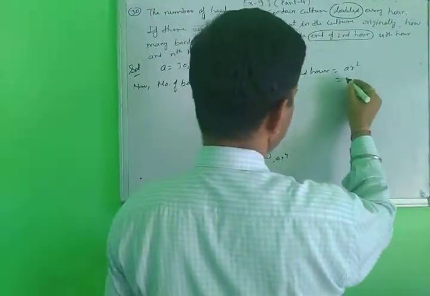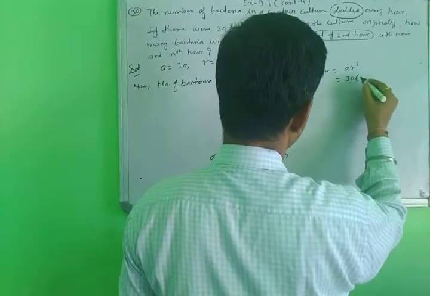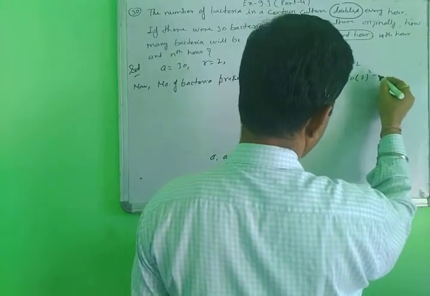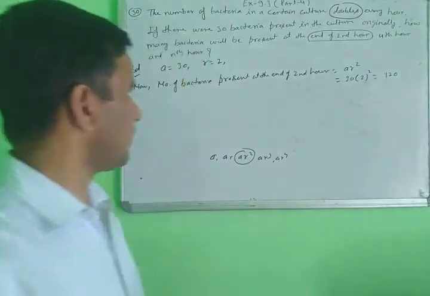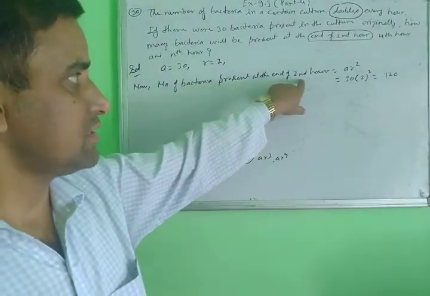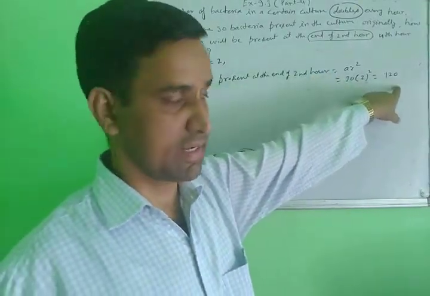Now we are putting the value of A as 30 and the value of R here as 2. That means 120. Number of bacteria present at the end of the second hour equals 120 bacteria.